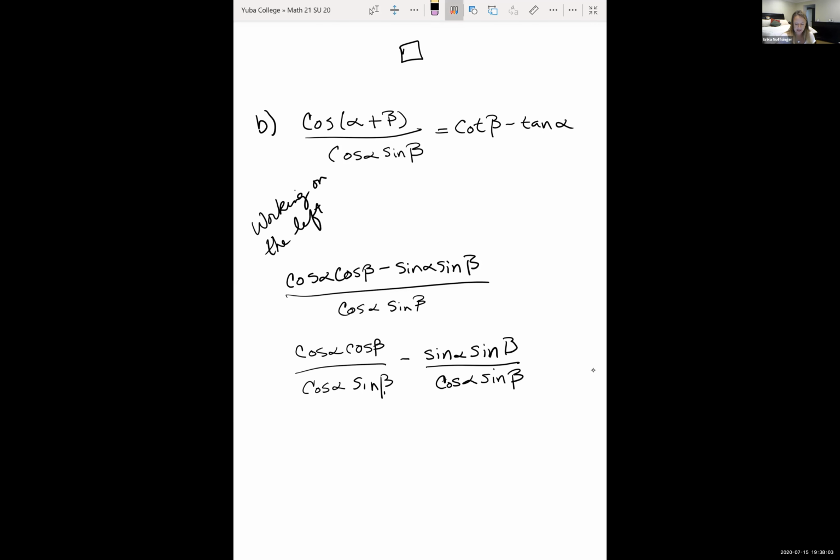So notice things cancel out. So with our first grouping, our first fraction, the cosine alphas cancel. And you're just left with cosine beta over sine beta, which is cotangent beta. Minus, over here, our sine betas cancel, and you're left with sine alpha over cosine alpha. Sine over cosine is tangent, so this is tangent alpha. It's what we wanted to show up here, so we're done.